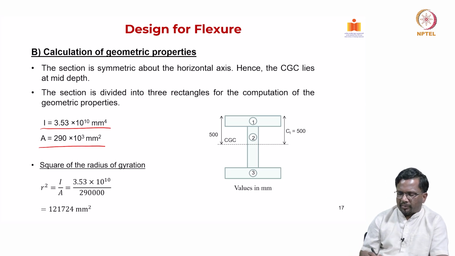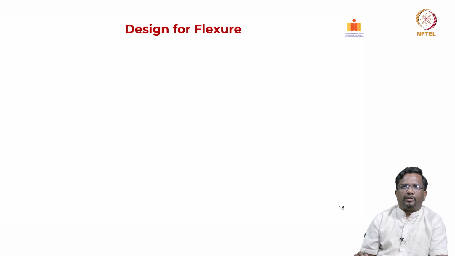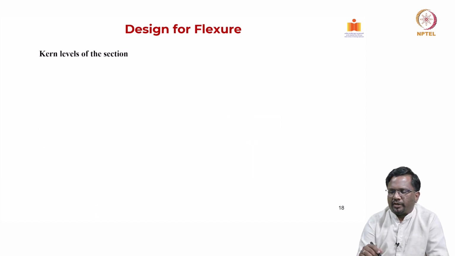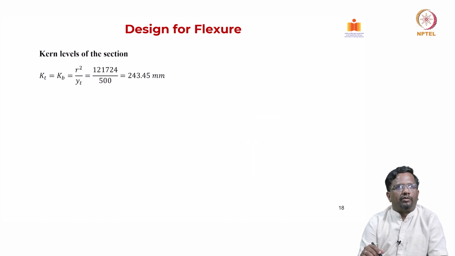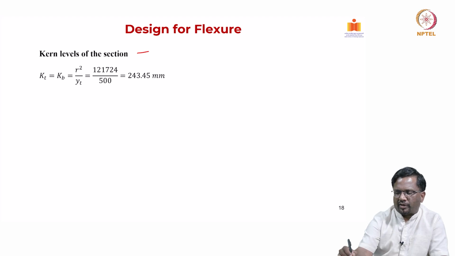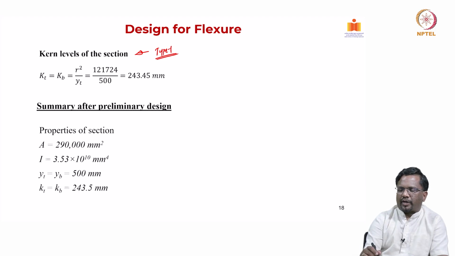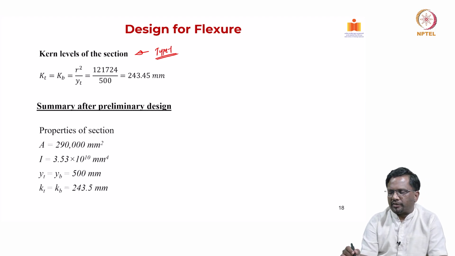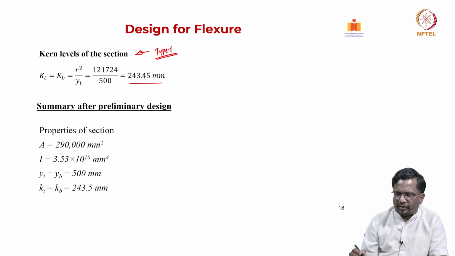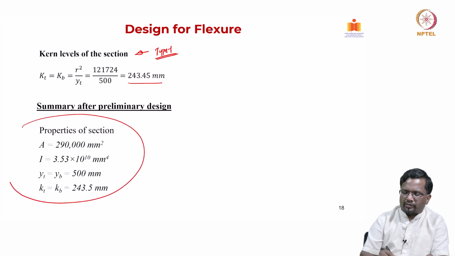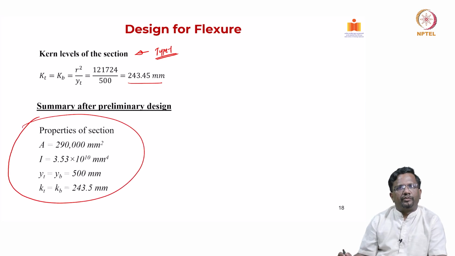Radius of gyration is the square root of I by A, which is basically 121,724 mm². Now let's say kern levels. Okay, what are the kern levels? Again we are doing a type 1 design. So kern zone calculation will help me to quickly establish, right? So kt and kb, already we have done this as 243.45 mm, and these are the properties of the section that we have chosen, right?